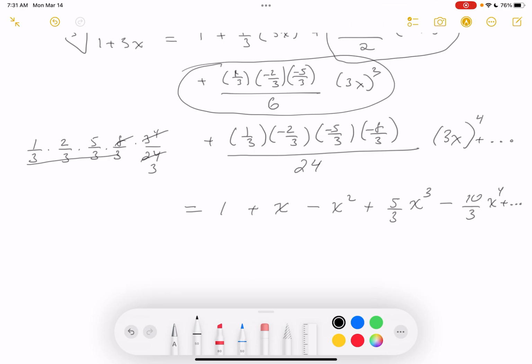What I would recommend you do now, and mistakes happen, by the way, and certainly I make tons of mistakes myself, is check to see if I got the right answer. I got 1 plus x minus x squared, 5/3 x cubed minus 10/3 x to the 4th. Now they go on further, but there's no need to. And why is that? They said at least 5 terms. We've got the 5 terms, by the way. So we're done. We're good to go. Thank you.